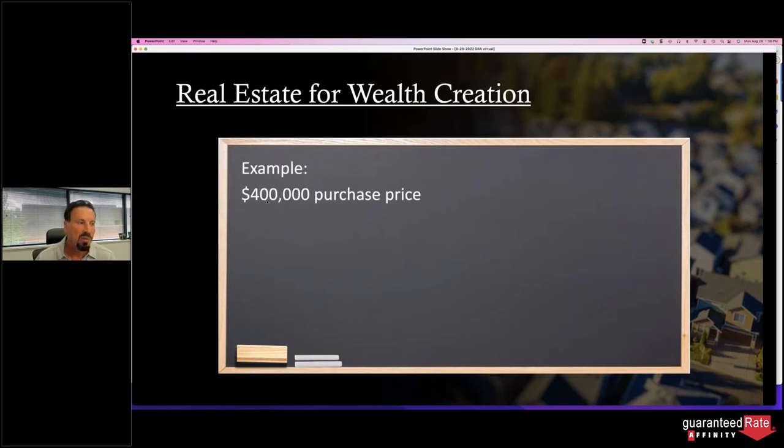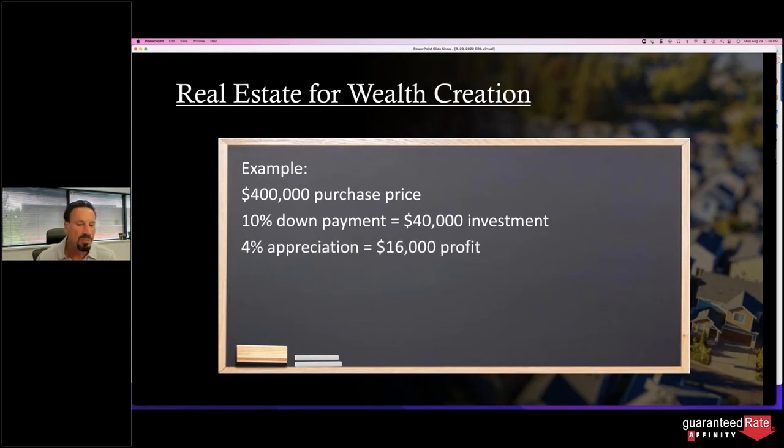Imagine an example of a $400,000 purchase price. And let's just say you're going to put 10% down. So your down payment is $40,000. Now that's your investment. Your investment is $40,000. Let's say that home only goes up 4%. 4% on a $400,000 home, that's $16,000 profit. $16,000 profit on a $40,000 investment is a 40% rate of return. And that's why so many people have created wealth with real estate, because of this amazing leverage that you can have over time. It builds and builds and builds.